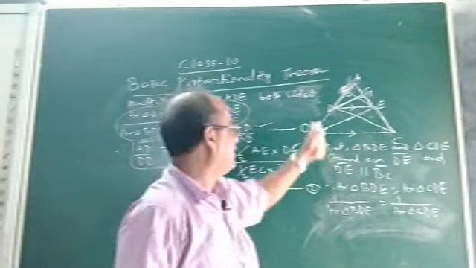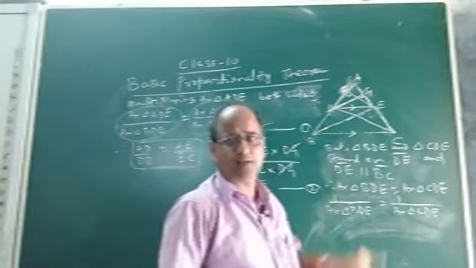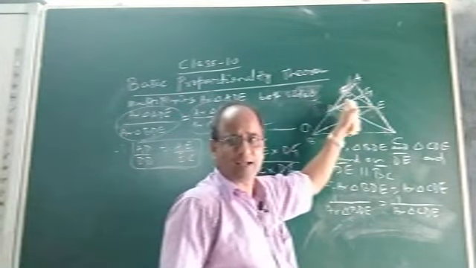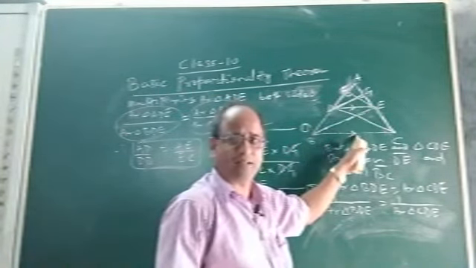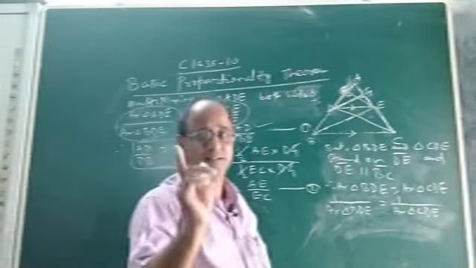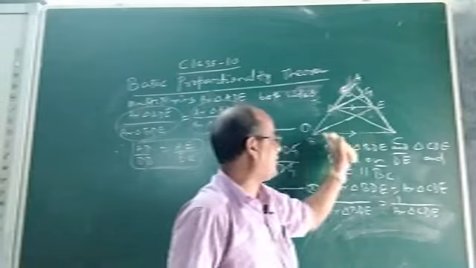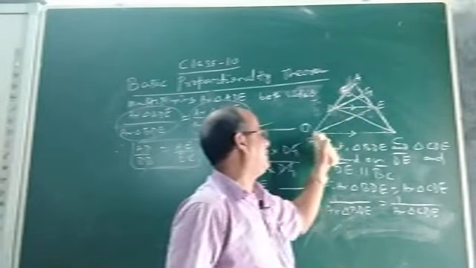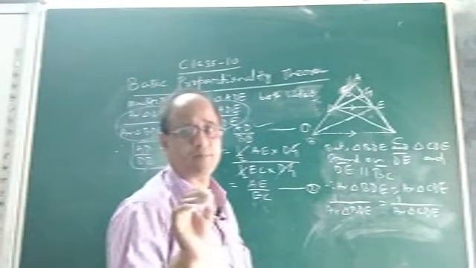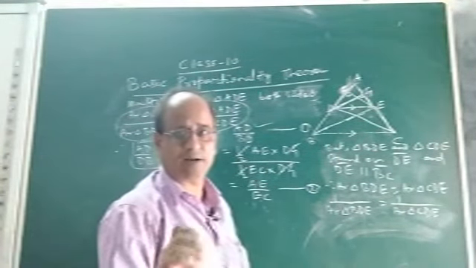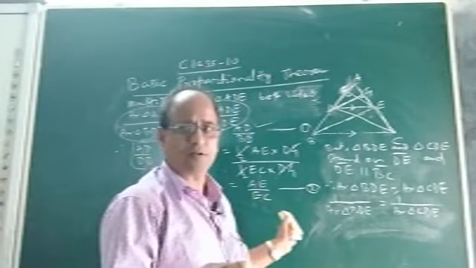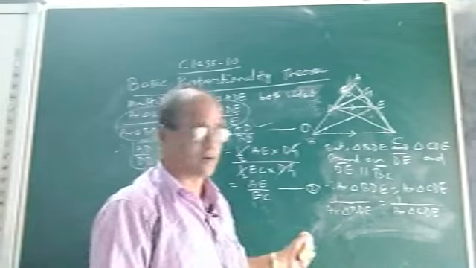So what does it say? If a line is drawn parallel to any one side of a triangle, then that line segment will divide the other two sides in the same ratio. That is, if DE is parallel to BC, then AD by DB will be equal to AE by EC. So this important truth is known as the basic proportionality theorem or Thales theorem. Children, I hope you understood this theorem. It has a converse also. We will discuss its converse in another class.